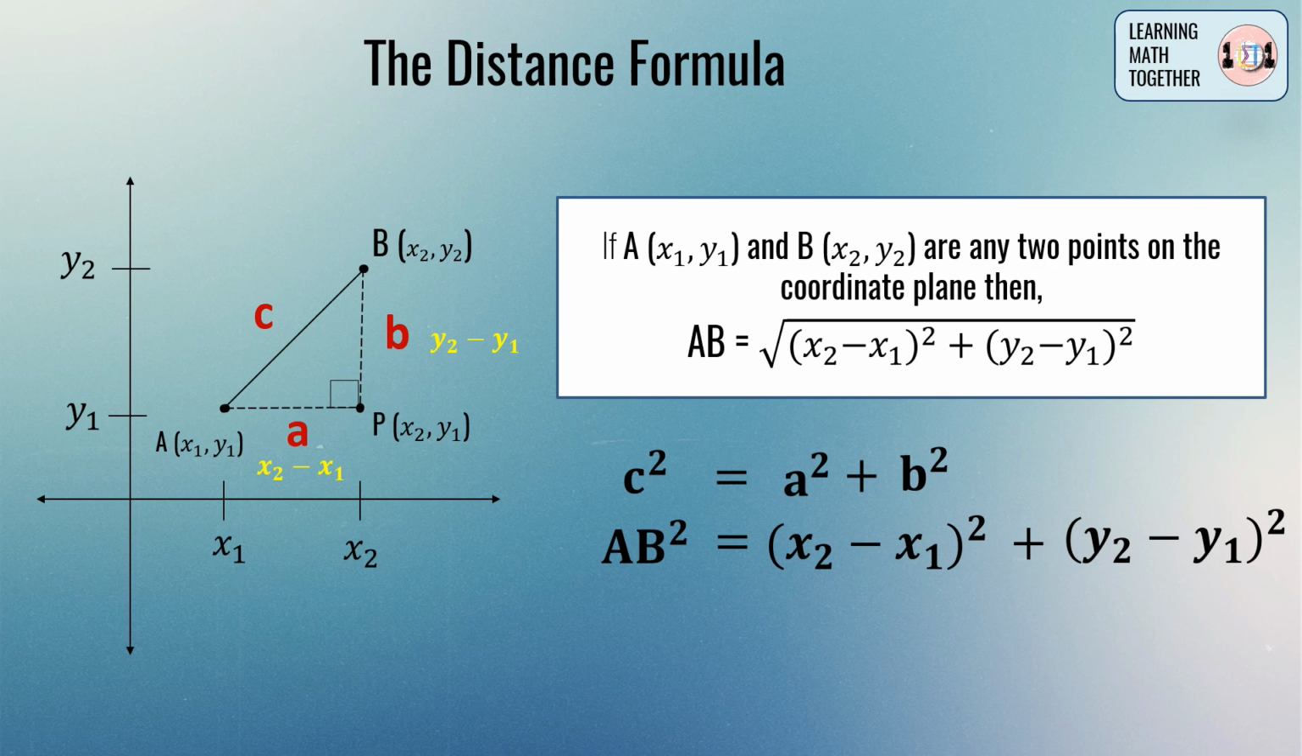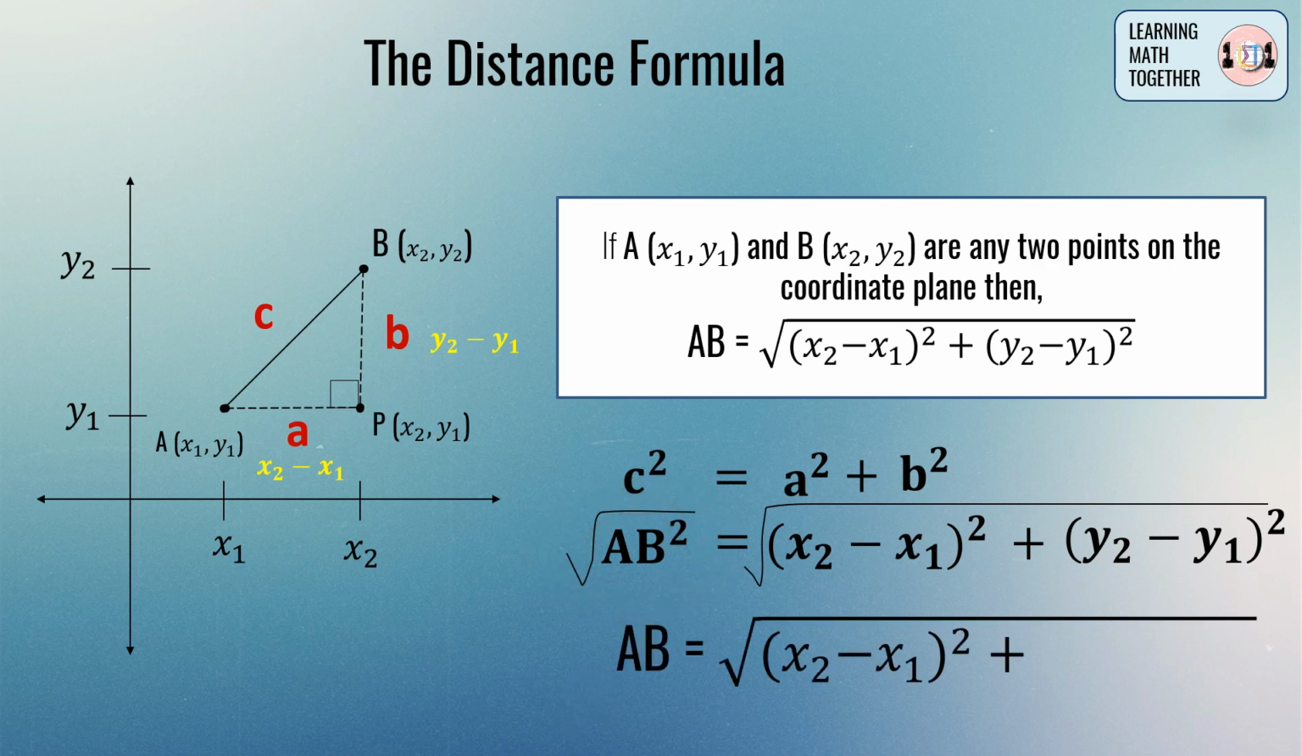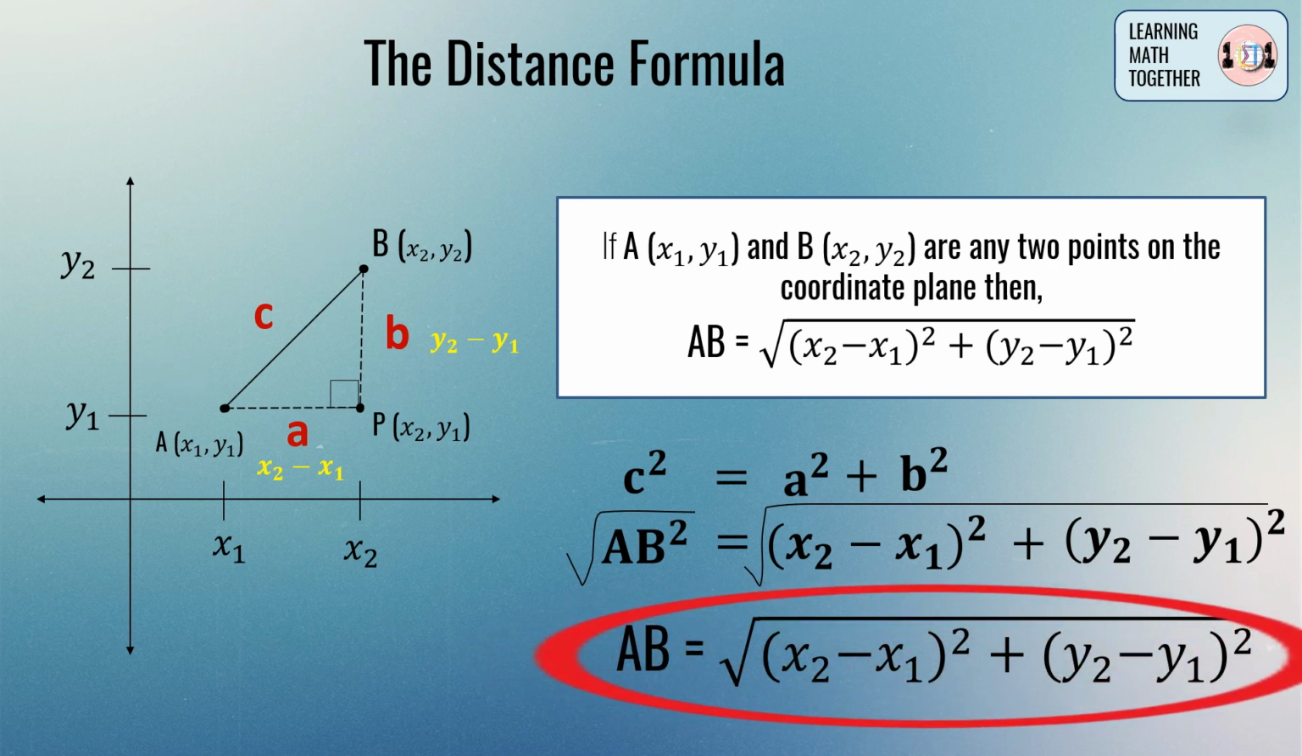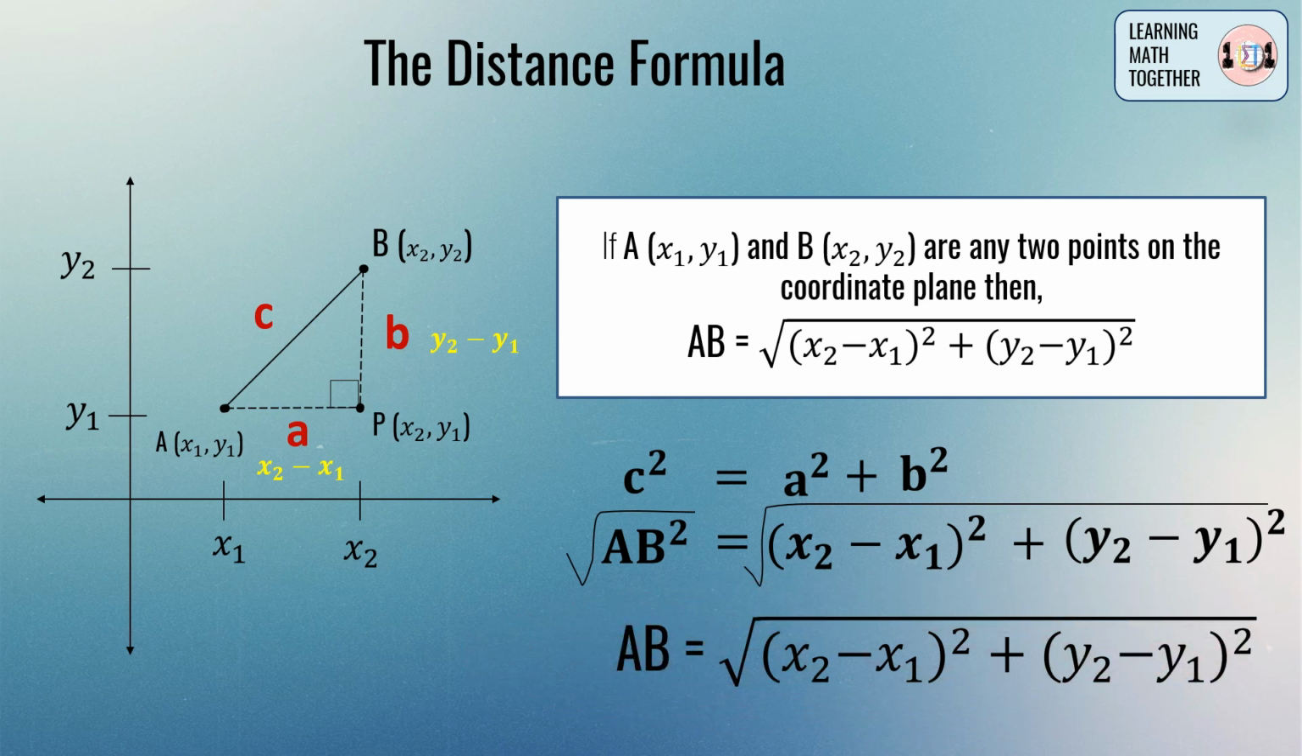Now, because we are to find the length of AB, or the distance from point A to point B, we just have to extract the square root of both sides for us to find AB. The square root of AB squared is simply AB, and then we got our formula. The distance from point A to point B is equal to the square root of x sub 2 minus x sub 1 squared plus y sub 2 minus y sub 1 squared. And there we have the distance formula.